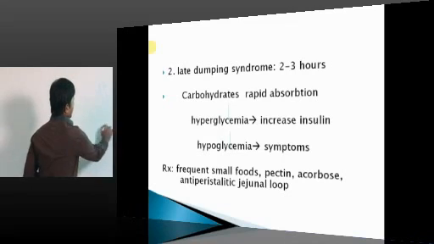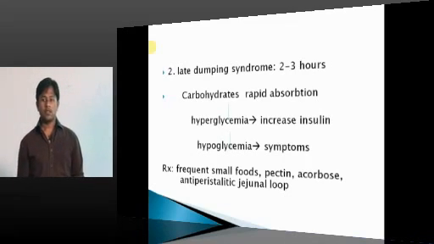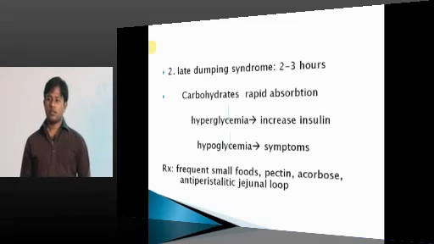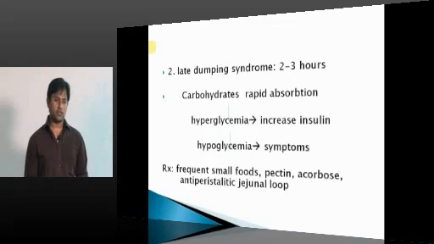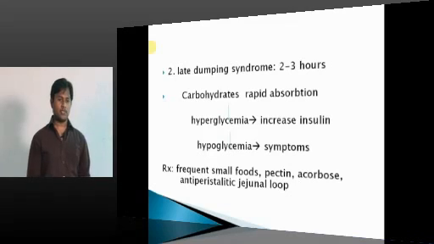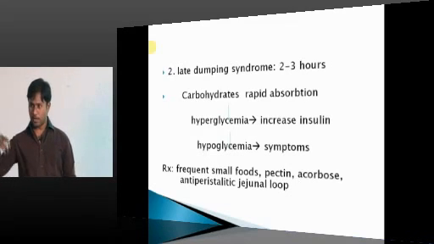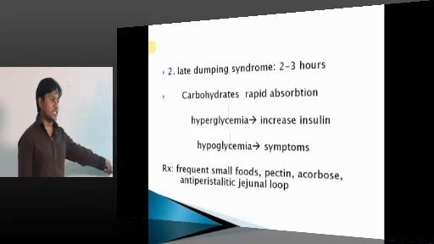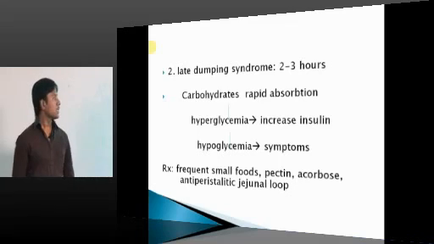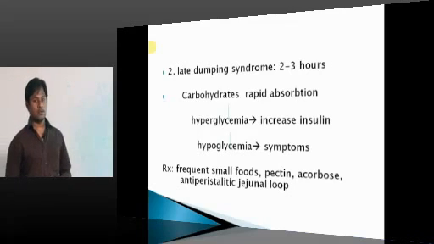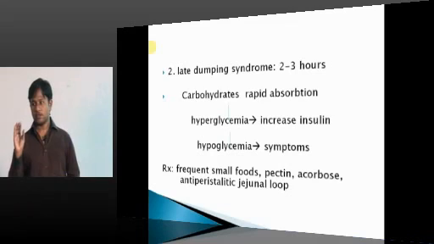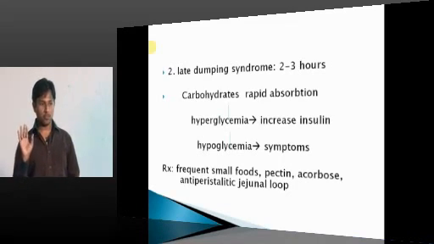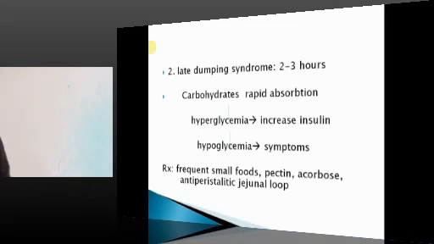So, late dumping syndrome is due to the hypoglycemia that occurs after hyperglycemia due to insulin. Okay, hyperglycemia, increased insulin leading to hypoglycemia, this causes symptoms. Be very particular, it is due to hypoglycemia. Okay, right. Again, what you have to do? Take small foods only. Whatever the thing is, take small foods. That is a take home message. Don't eat in large amounts.